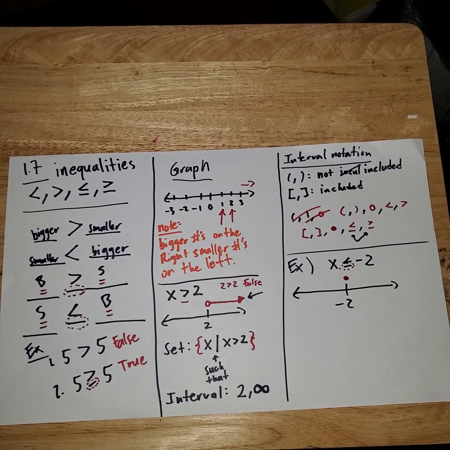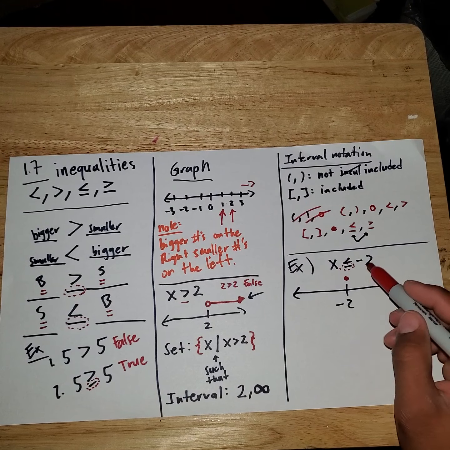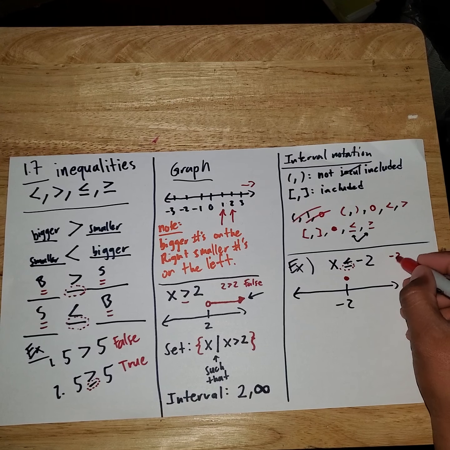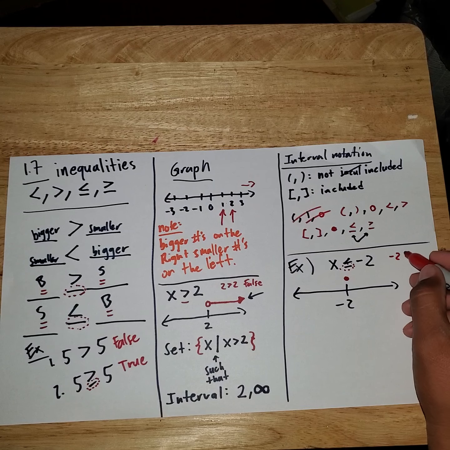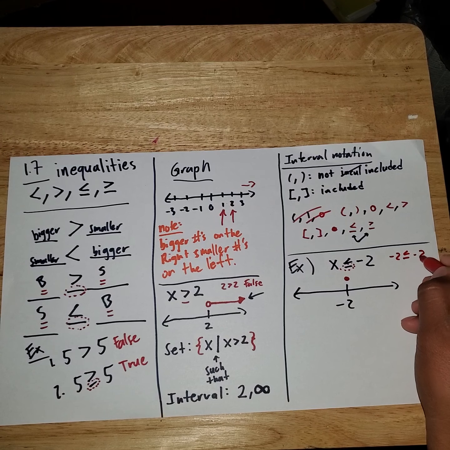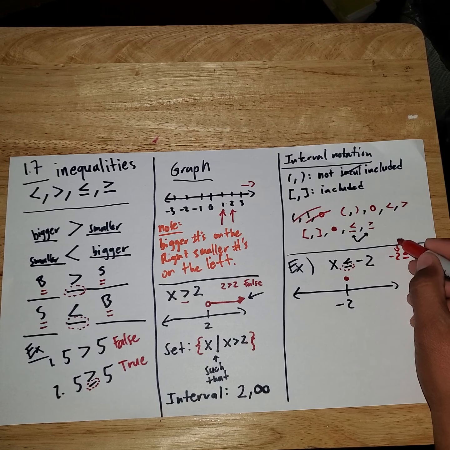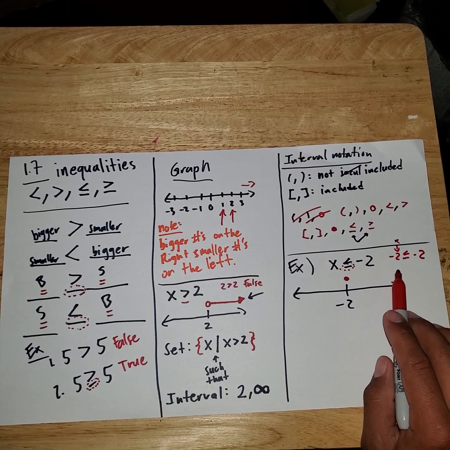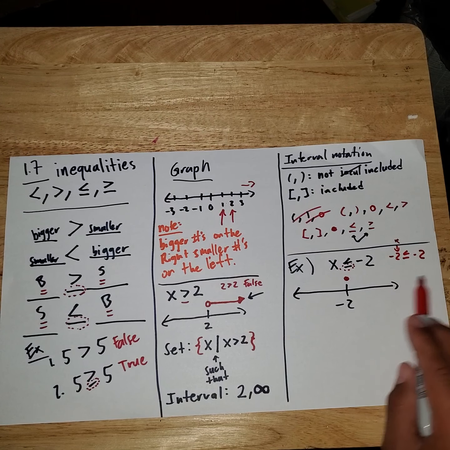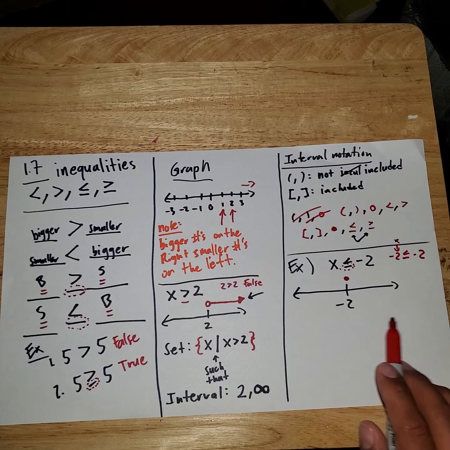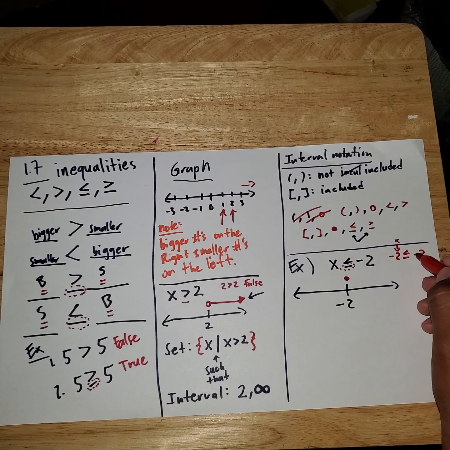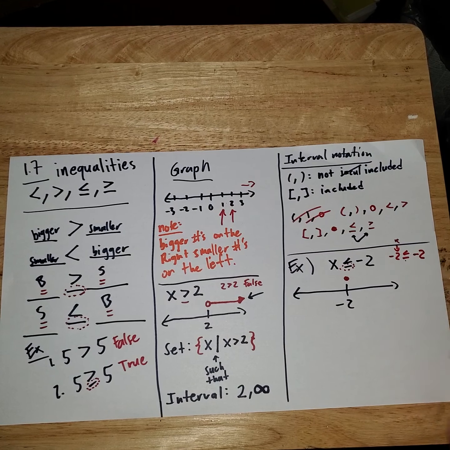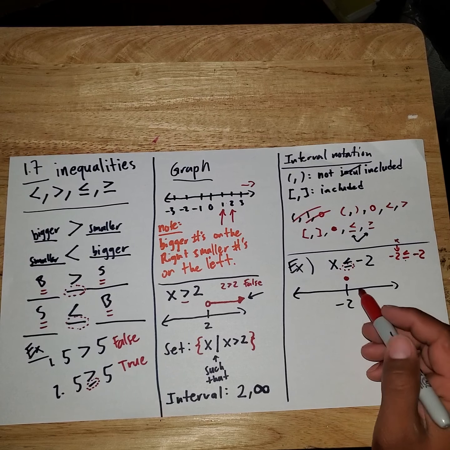So that closed circle means that if I were to plug that into this x, so again, this is where x used to be, when I plug that in, that's actually a true statement. -2 is less than or equal to -2. It's not less than, but it is equal to it. So that's why we have a closed circle.